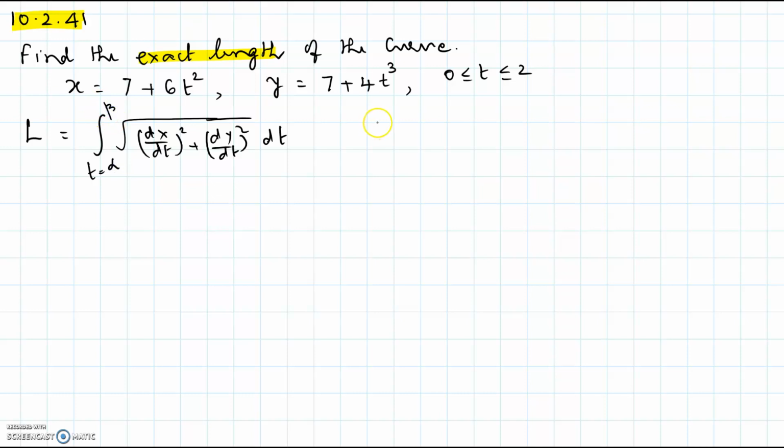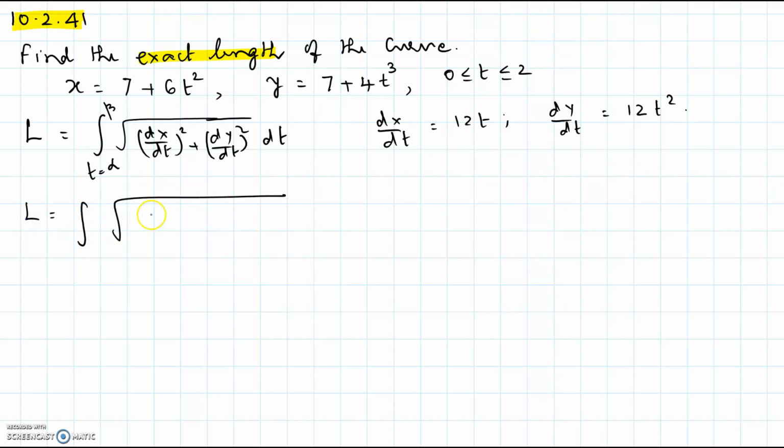So now x is given, so dx by dt can be determined, which is 12t. Then dy by dt: y equal to 7 plus 4t cube, dy by dt would be 12t square. So L is the integral of the square root of (12t) the whole square, plus (12t square) the whole square, dt. We are given t lies between 0 to 2.